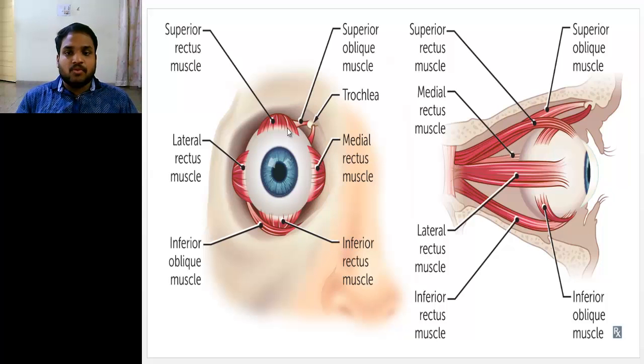Fine. So what are the functions of these? The superior rectus helps to look upward, the inferior rectus helps the eyeball to look downward, the medial rectus helps in adduction of the eye, and the lateral rectus helps in abduction of the eye, right? The medial rectus brings the eye towards the nose, while the lateral rectus moves it away from the nose. Fine. So these are the functions of the 4 recti muscles.